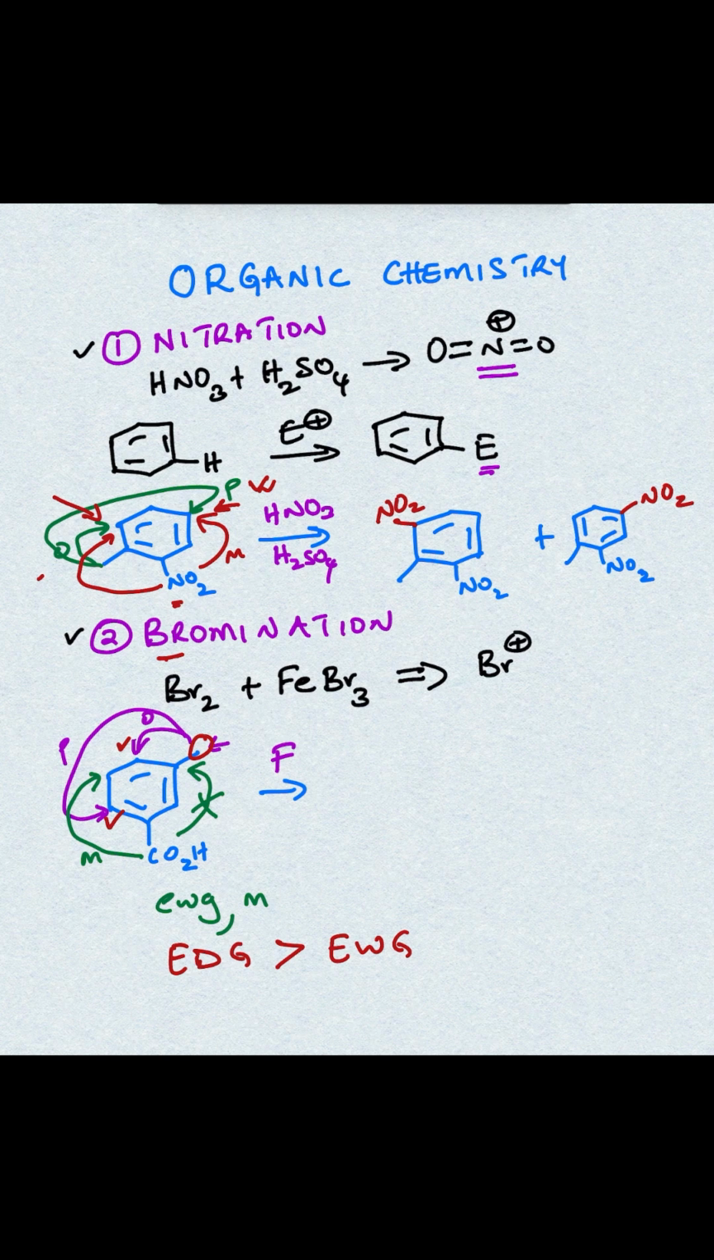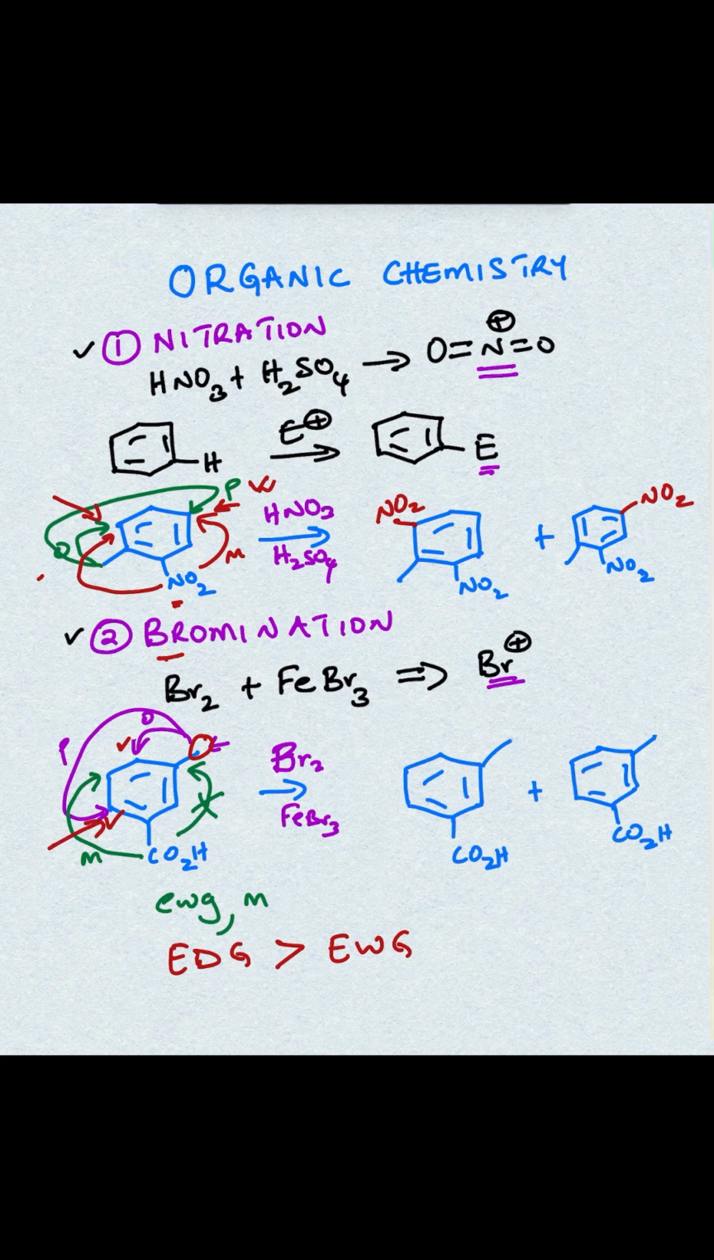So if you use Br2 with FeBr3, remember that gives you the bromonium ion, and that's what we are adding. And now the bromonium ion adds to that position, so you end up with a Br at that position, and also adds to this other position, so you end up with a Br at that position. And those are the two products that will be formed.